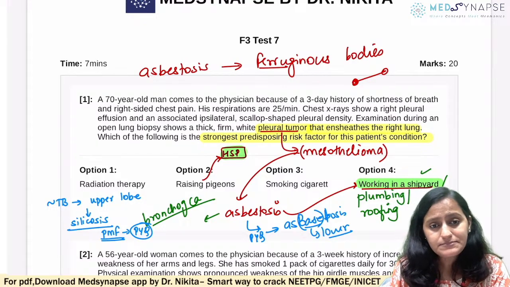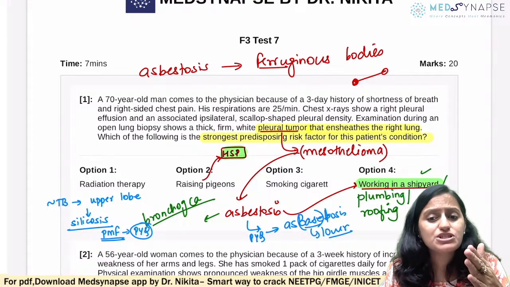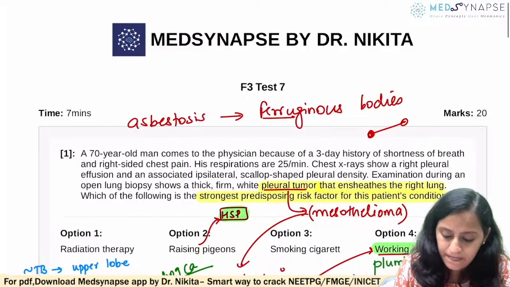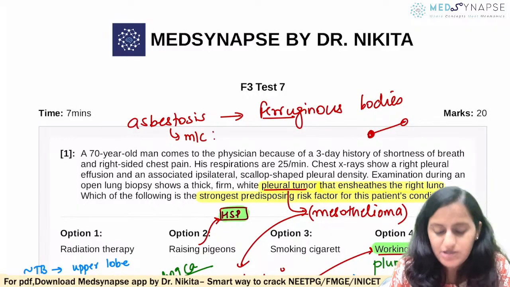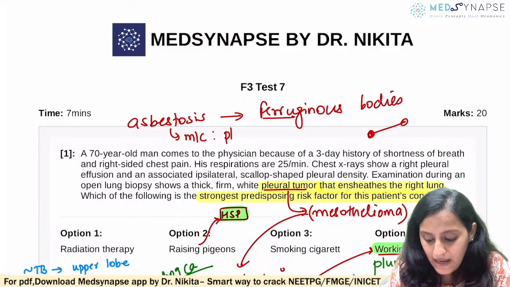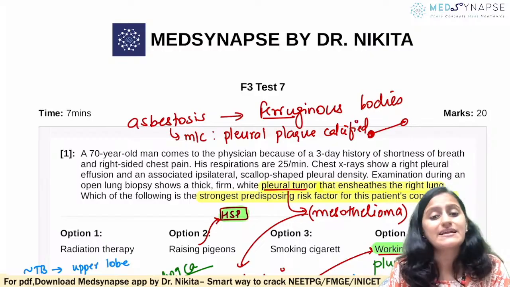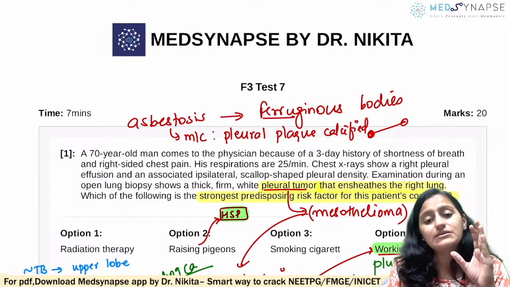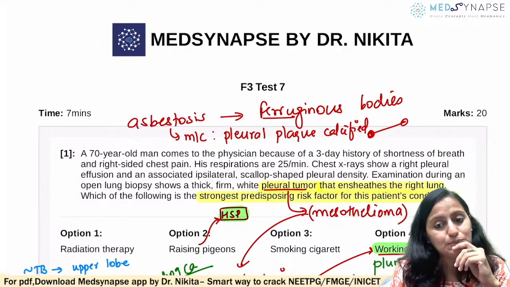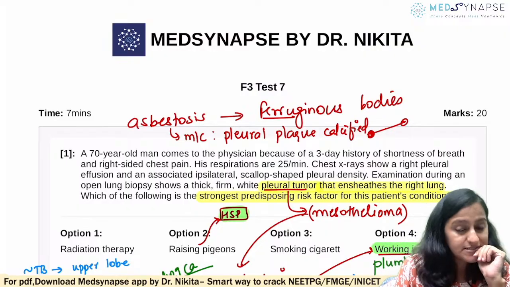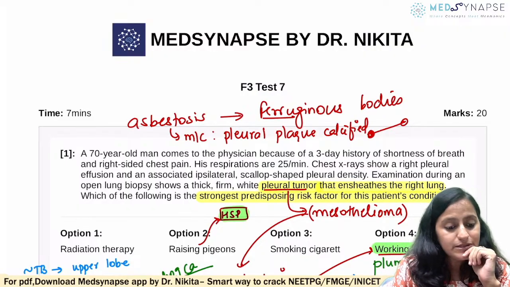Okay? What is the most common radiological finding in asbestosis? The most common radiological finding is a pleural plaque which may be calcified. Calcified pleural plaques is the common finding that you see radiologically in asbestosis. Okay, is this clear with everyone?